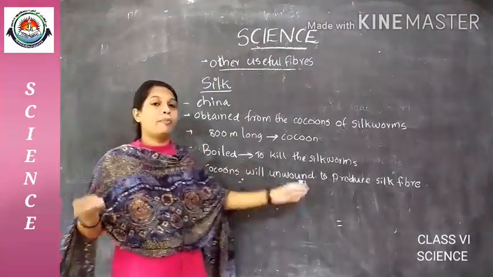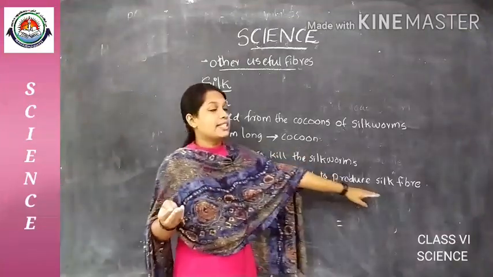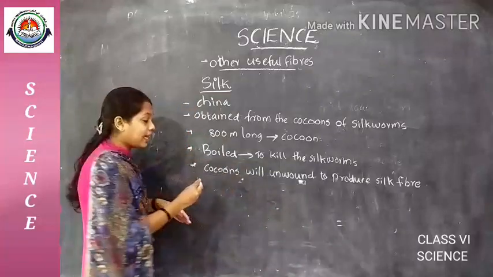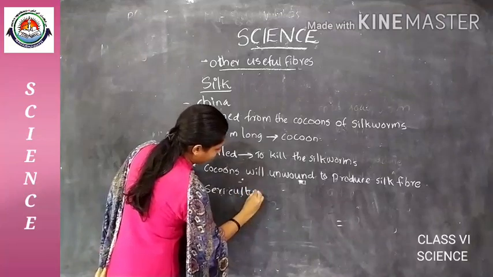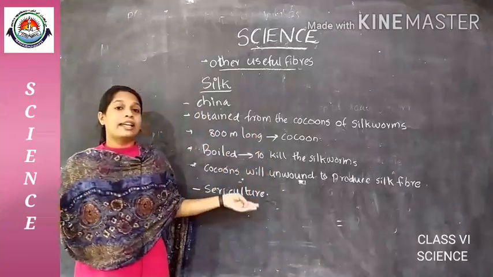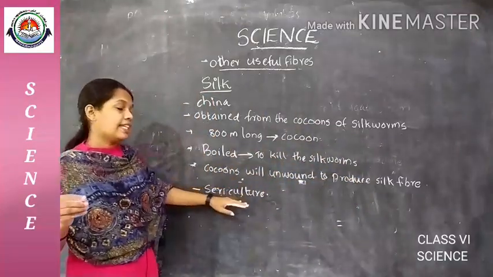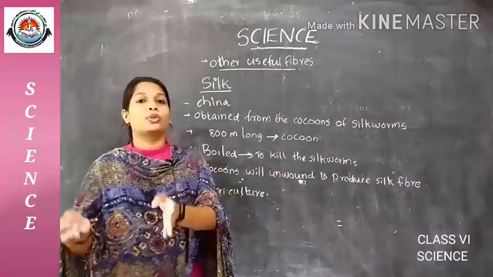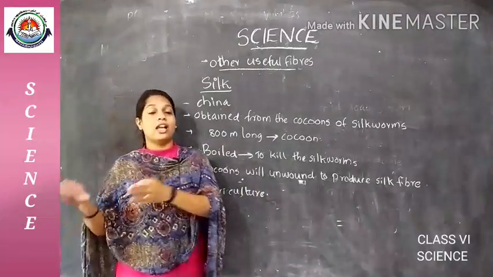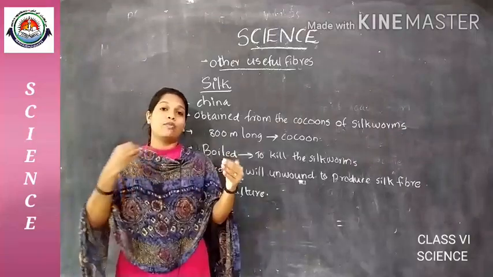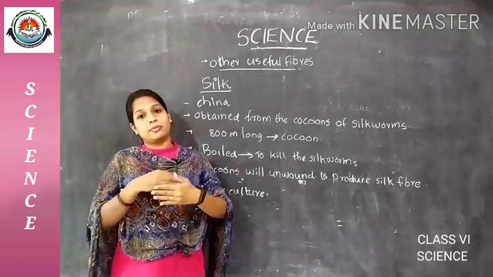So, the rearing of silkworm for the large scale production of silk is called sericulture. Sericulture is the rearing of silkworm for the production of silk fiber. Then we move on to the next portion, that is the history of clothing material, how the clothes have evolved from the ancient period to the latest period.